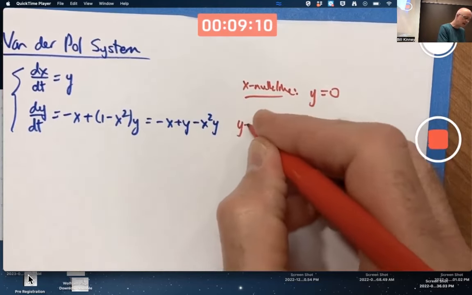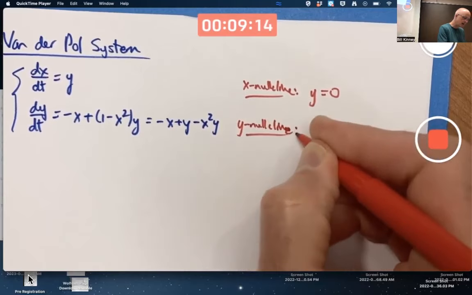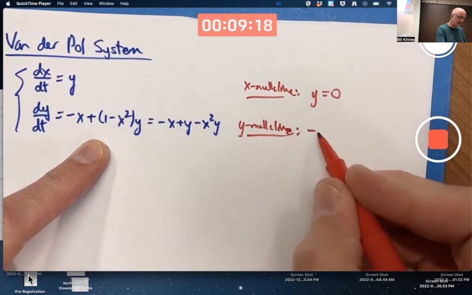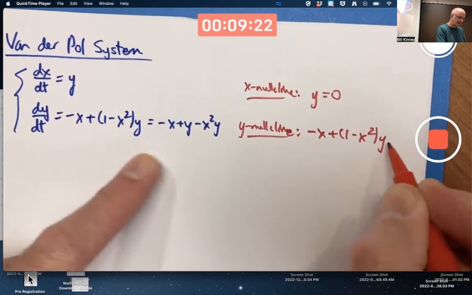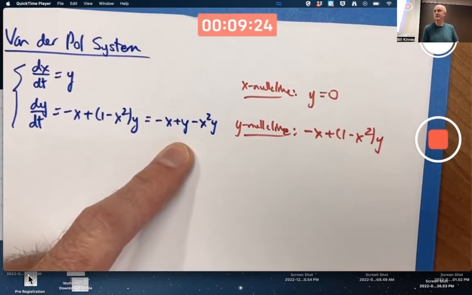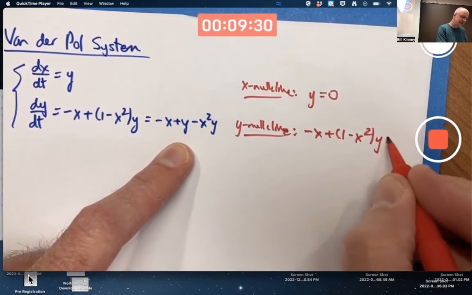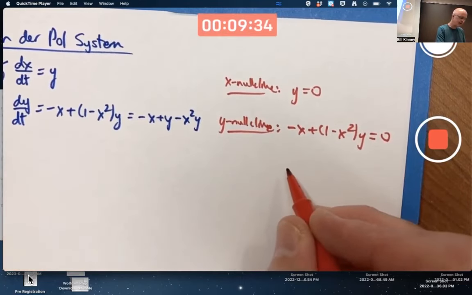And the y null line is where dy/dt equals 0. The original form written in the book is probably the easiest way to think about solving for the y null line. This expanded form we'll see is useful in chapter 5 when we do something called linearization. Solve that for y as a function of x to help you graph it.